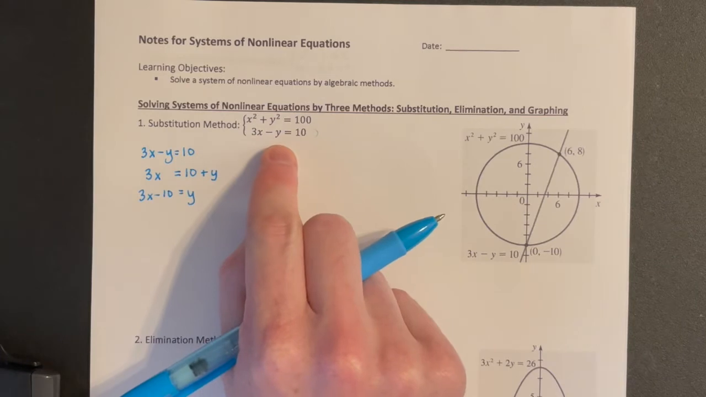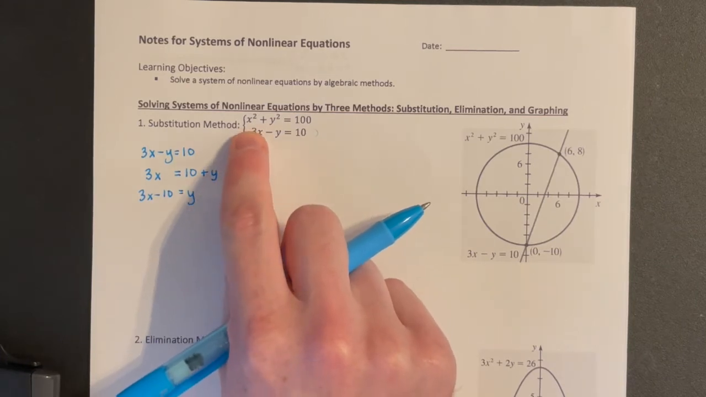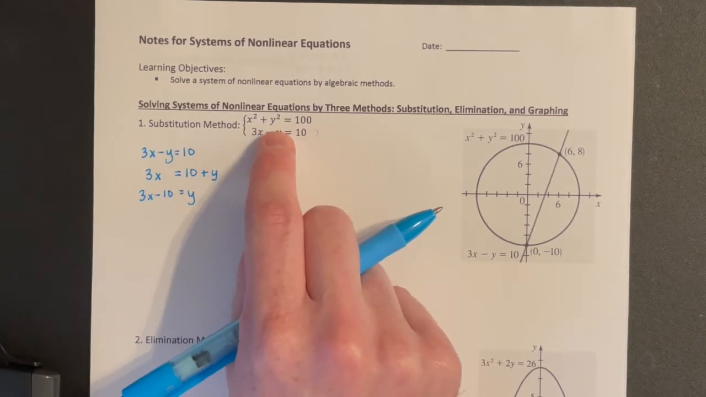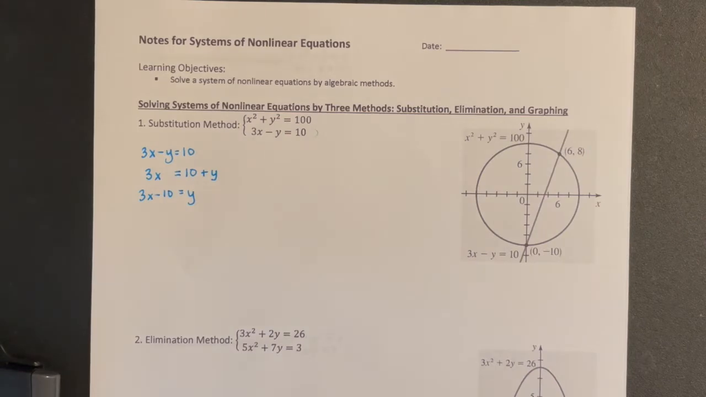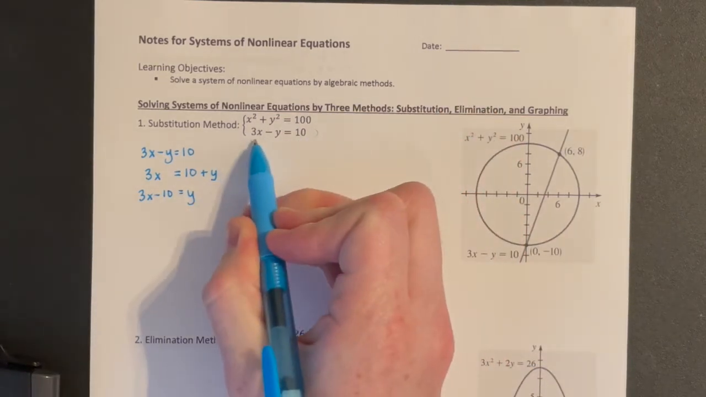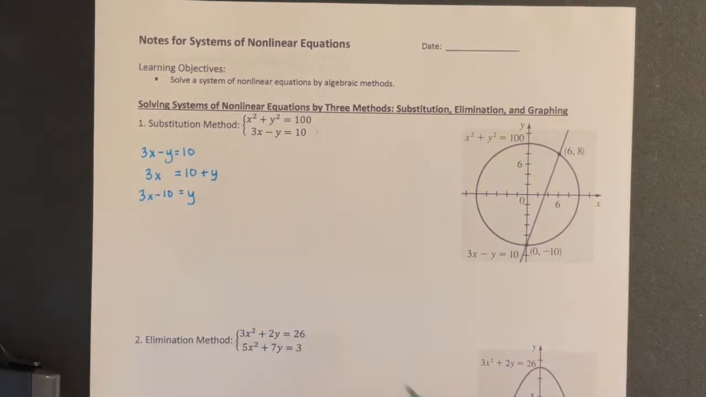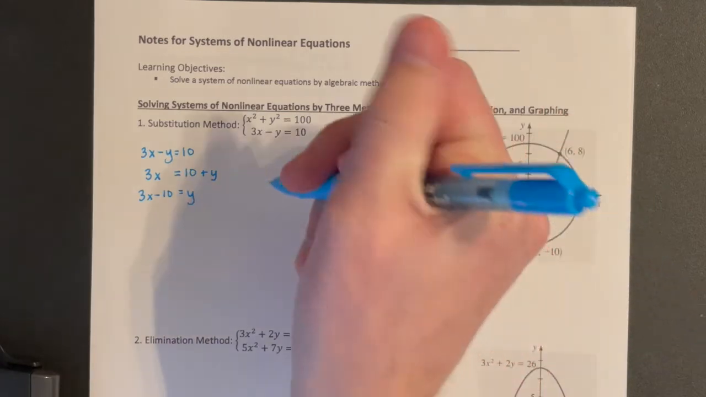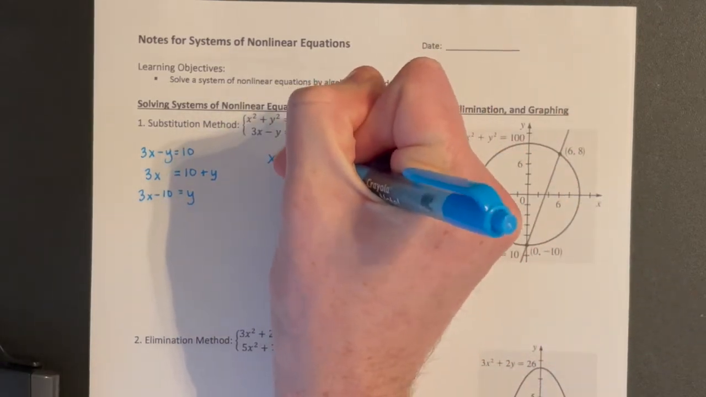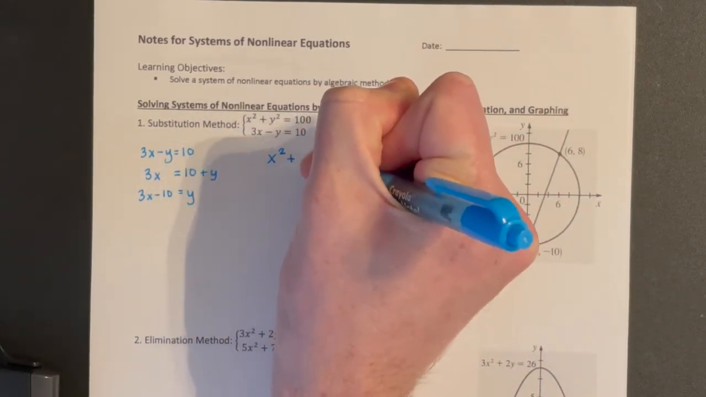When I'm picking a variable to solve for, I'm not going to choose one of these that's squared, because then I have to square root both sides and I'd have a plus or minus situation. So I could have chosen x, but then I would have to divide by 3 and I'd have some fractions. Fractions might be inevitable at some points, but if we can avoid them, we will.